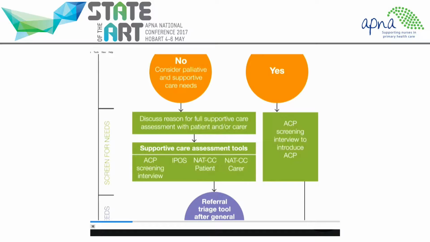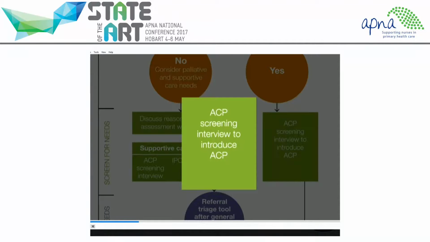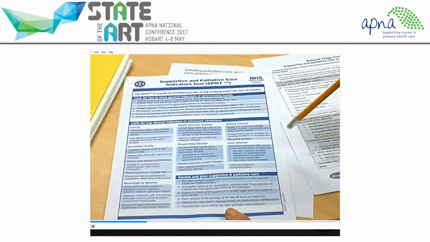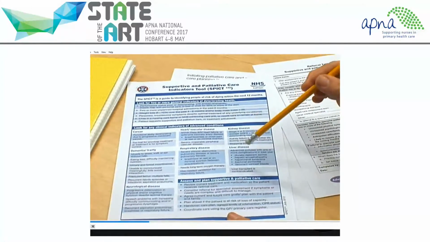However, given that these patients all are elderly or have a chronic illness, it's very appropriate and timely to begin to discuss advanced care planning using the Advanced Care Planning Screening Interview. If the answer to the surprise question is no, the SPICT is used as a second screening tool. We suggest you discuss this with the patient's GP and together determine whether the patient meets the SPICT criteria for being at risk of deteriorating and dying.